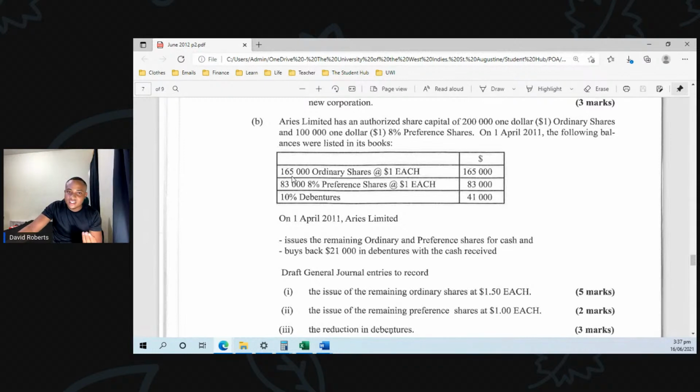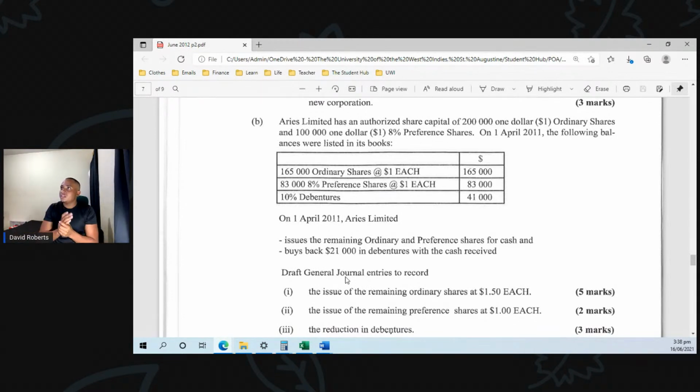So we have 165,000 ordinary shares at $1 each. That adds up to, they would have issued $165,000 in ordinary shares. Then we have 83,000 8% preference shares at $1 each, so that's $83,000 worth in preference shares, and 10% debentures at $41,000. On April 1st, 2011, Aries Limited issued the remaining ordinary and preference shares for cash and bought back $21,000 in debentures with the cash received.